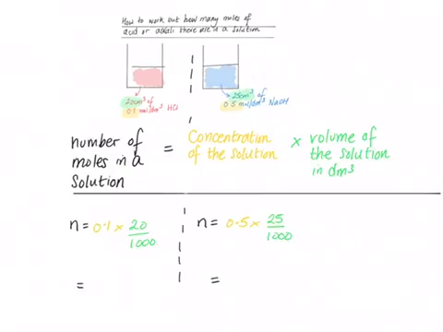So plugging the numbers into the equation, if you have 20 centimetres cubed of hydrochloric acid, that's 20 divided by 1,000 decimetres cubed. The concentration is 0.1 moles per decimetre cubed, so it's 0.1. And putting 0.1 times 20 divided by 1,000 into a calculator gives you an answer of 0.002 moles.